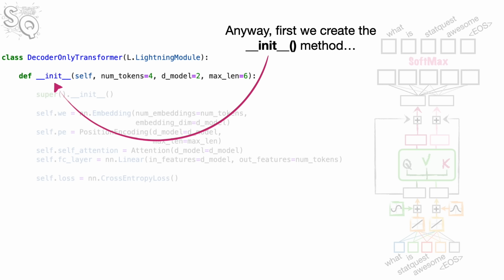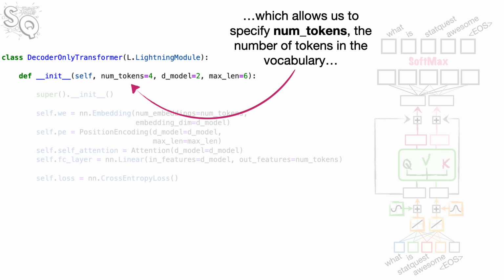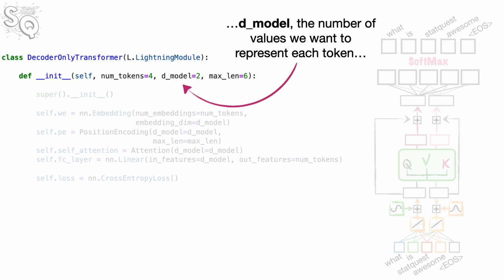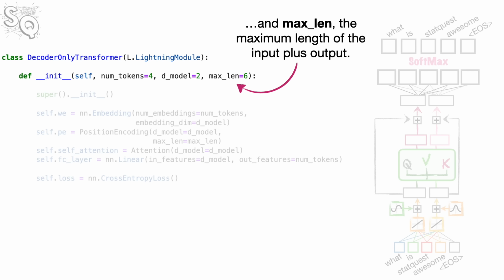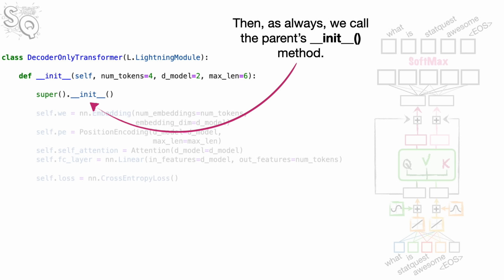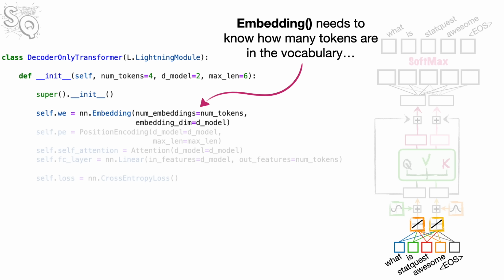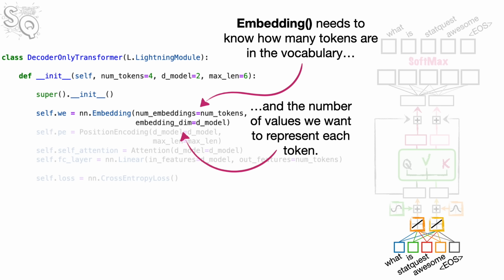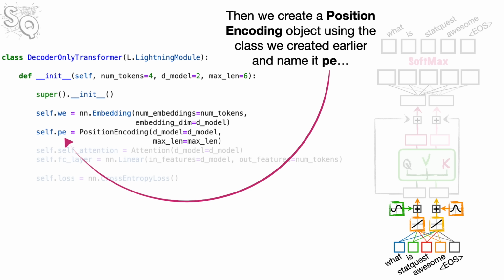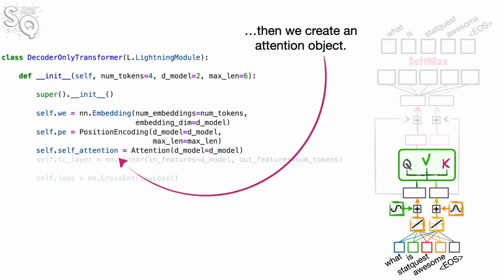Anyway, first we create the init method, which allows us to specify num tokens, the number of tokens in the vocabulary, Dmodel, the number of values we want to represent each token, and maxlen, the maximum length of the input plus output. Then, as always, we call the parent's init method. Then we create an embedding object and we name it WE for word embedding. Embedding needs to know how many tokens are in the vocabulary and the number of values we want to represent each token. Then we create a position encoding object using the class we created earlier and name it PE. And then we create an attention object.